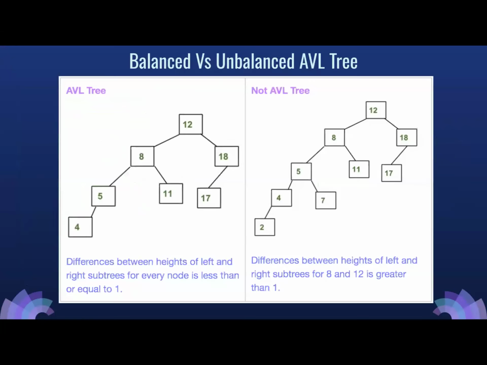Go ahead and move on to the next. So the difference between a balanced and an unbalanced AVL tree: like I said earlier, the difference between the heights of the left and right subtrees for every node is less than or equal to one. The one on the right is an AVL tree, but if you see the one on the left, the difference here would be one, but if you look at the level beneath, there's an extra node, which isn't allowed in an AVL tree.